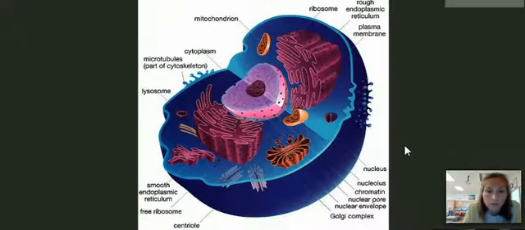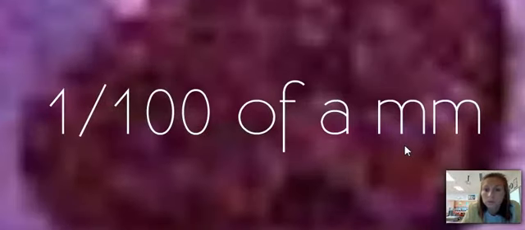Now on the other spectrum, something very, very small would be like an animal cell. It is only 1/100th of a millimeter. That is very tiny, so that gives you a good reference on length of very, very big versus very, very small.